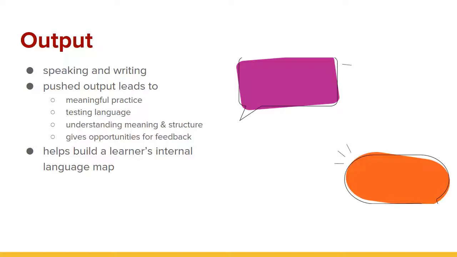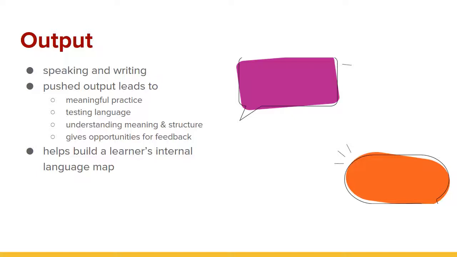And output also is important because it gives them opportunities to receive feedback and find out, is it working? Am I using structures and communication that people can understand? What's really important about output is as they use output and they get this feedback, they're building their own internal language map of how the new language works.